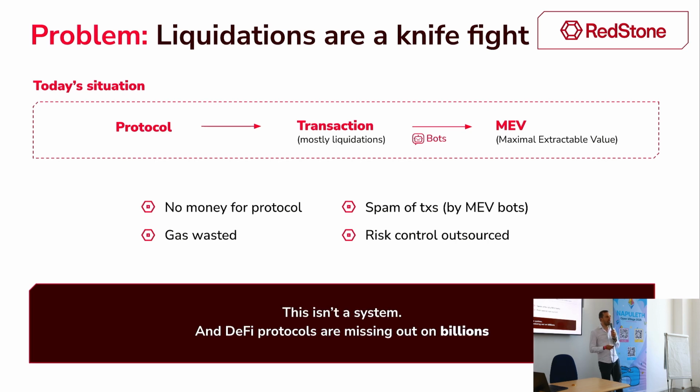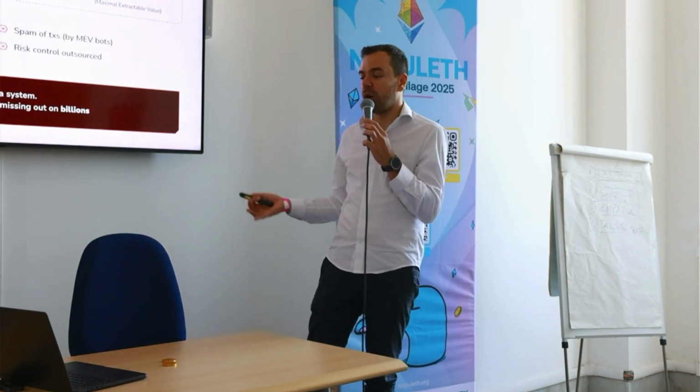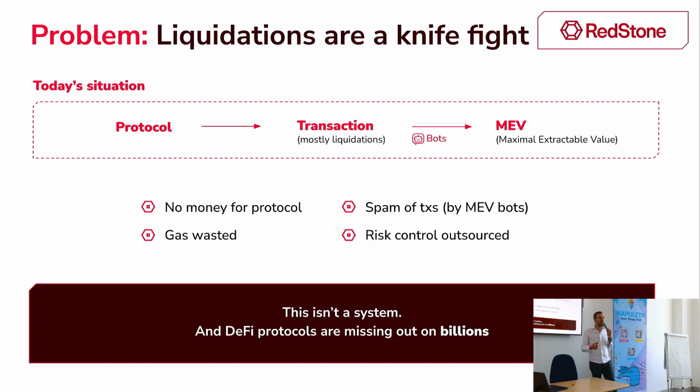Now, the problem is that when that position gets liquidated, a knife fight begins. And this knife fight is done by MEV bots that try to race each other for liquidating the position before everyone else. And effectively, this creates multiple problems. The first one is that obviously you have no money that gets recaptured in the protocol, and that's very bad. Also, you waste a lot of gas. There's a lot of transactions that get made to the chain, and so the chain gets spammed with transactions. But all the risk control is also outsourced. So overall, this isn't really a system. It's just the Wild West. And protocols actually lose out on billions of dollars of potential revenue every year.